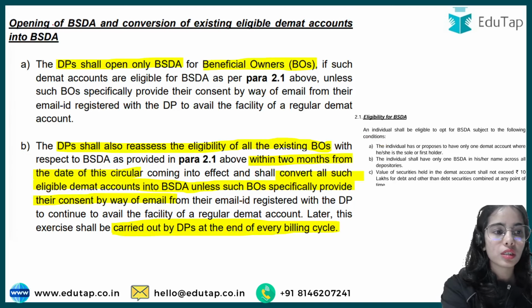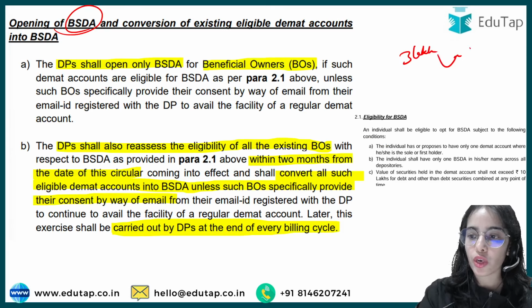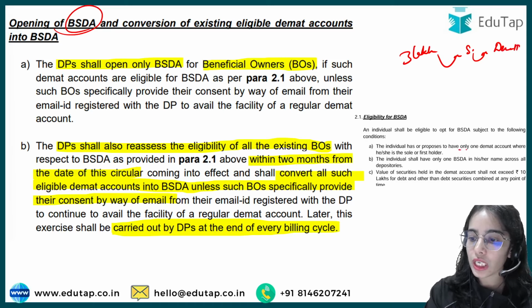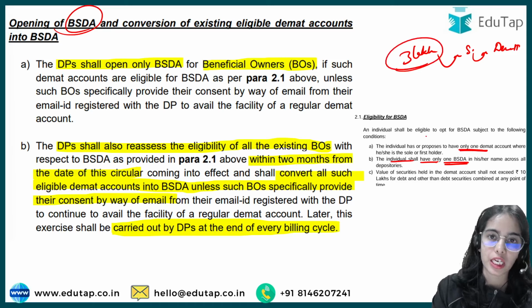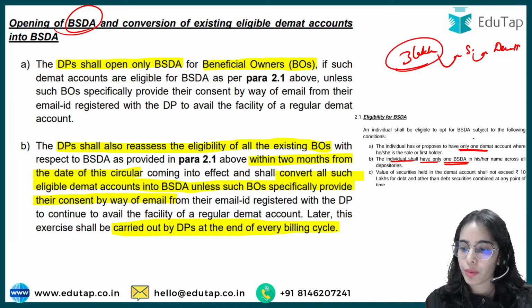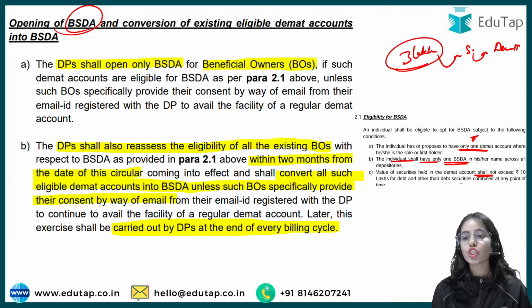Now, the opening of BSDA. Let's say you have 3 lakh worth of securities in your demat account, and you have only one demat account. An individual shall have only one BSDA. You want this account to become BSDA. So how, like, are you eligible? Because first of all, you have only one demat account, and second of all, your amount is not exceeding rupees 10 lakh.